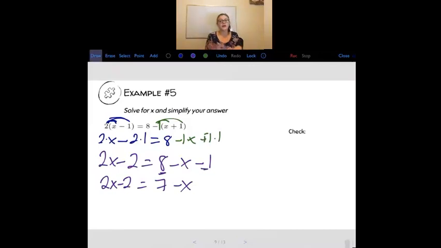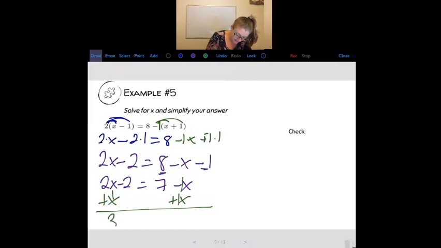Okay, so now this looks very similar to the last problem that we had. We just had to get rid of some stuff in order to see what was truly there. So I'm going to move my x over to the left-hand side. And when you have x like this, it's really just 1x. So we have 3x minus 2. Bring down the equal sign, 7.